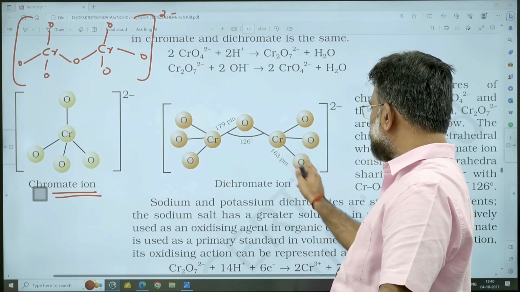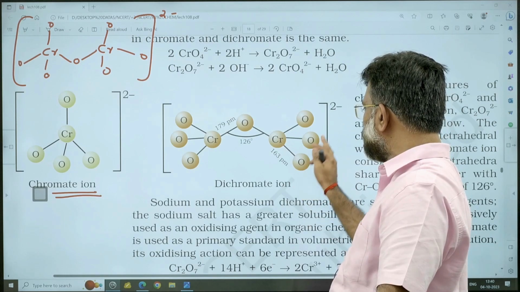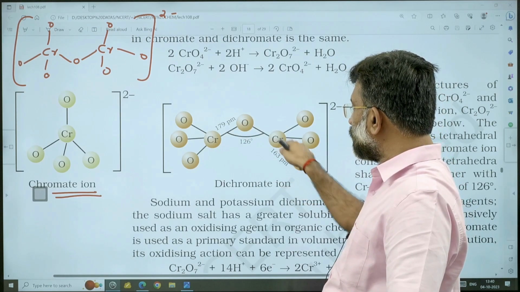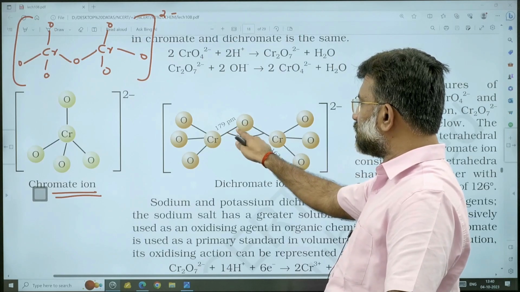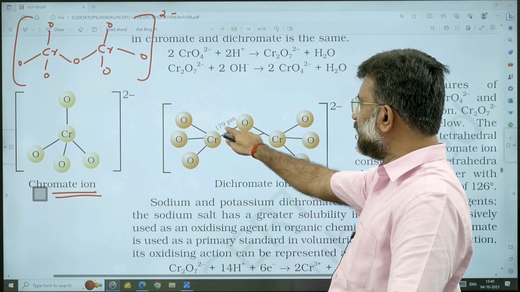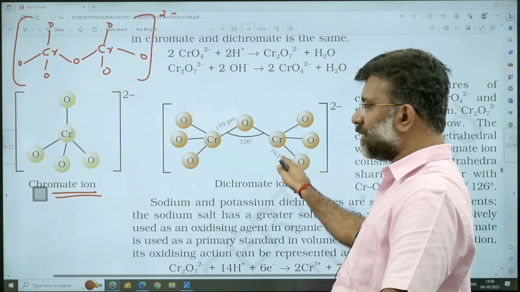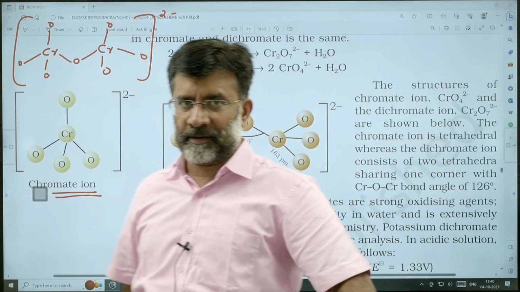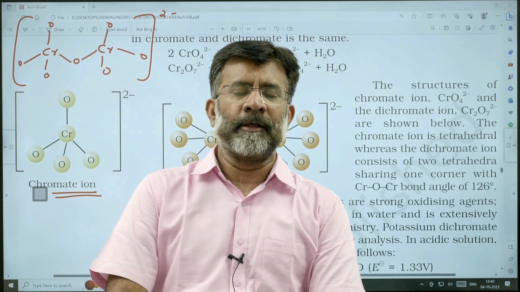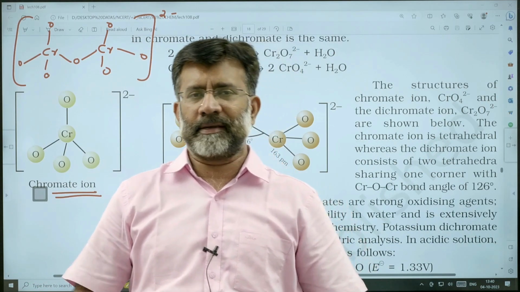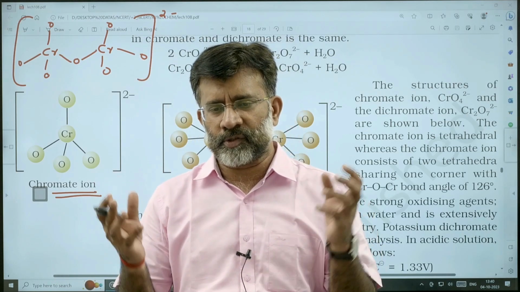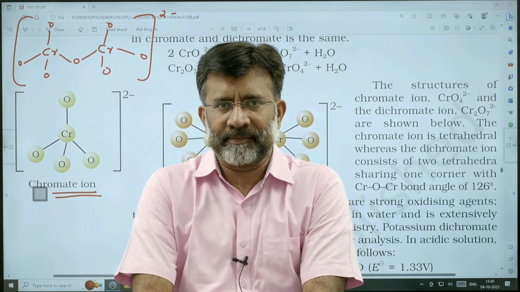The terminal chromium-oxygen bond is shorter than the bridged Cr-O-Cr bond, which comes close to 180 picometer. This is just above 160 picometer. So the bond length is different. These are the 2 forms, chromate and dichromate. One is tetrahedral. The other one is 2 tetrahedra joined.